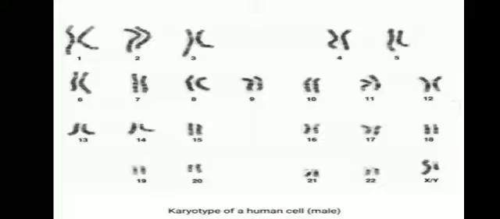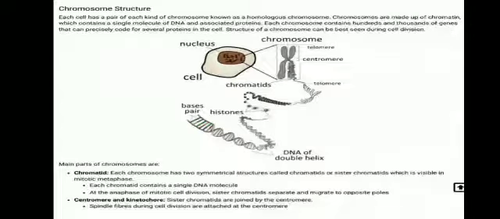Now coming to the structure of the chromosomes. Each cell has a pair of each kind of chromosome, known as homologous chromosomes. Chromosomes are made up of chromatin, which contains a single molecule of DNA and associated proteins. Each chromosome contains hundreds and thousands of genes that can precisely code for several proteins in the cell. The structure of a chromosome can be best seen during cell division.